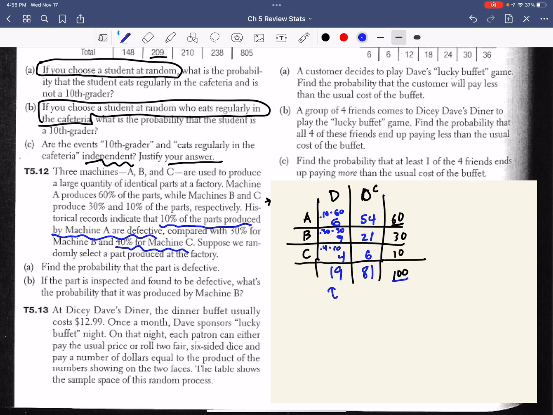We got 19 out of 100, or 0.19. If the part is inspected and found to be defective, so it is one of these 19 to begin with, what is the probability out of these 19 that it was produced by B? Well, 9 of those 19 are produced by B. So that's equal to 0.747.